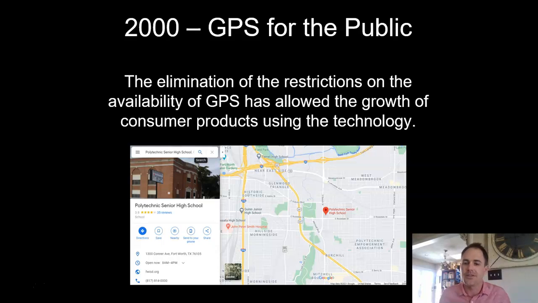The elimination of the restrictions on the availability of GPS has allowed the growth of consumer products using the technology, and you see there an example of Google Maps, which uses GPS, which is a series of satellites launched and operated by the government. This is made available to the public in 2000. There's my slide. This is how you could organize your information on your own timeline.